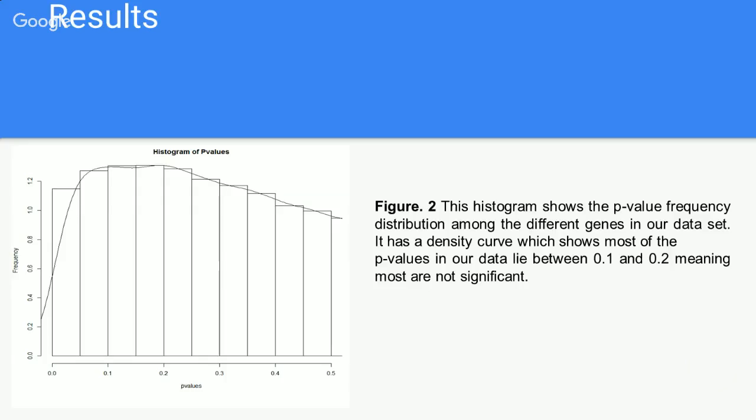So here is a histogram of the frequency of p-values and the distribution among the different genes in our set. And on top of it, we had a density curve, which shows that most of the p-values are between 0.1 and 0.2, meaning that most of the p-values that we calculated are actually not significant.